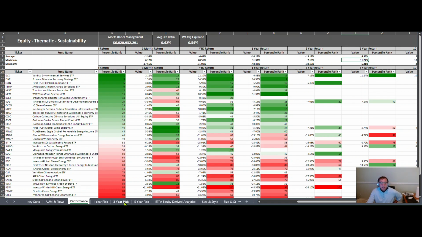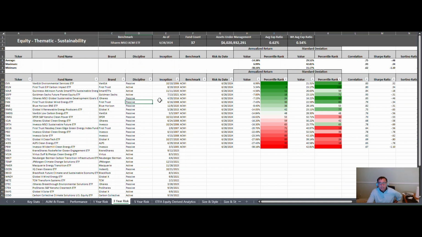I'm going to skip. The risk section is a great section to check out. You'll get all of your risk statistics. One thing I would note in this category is just on the 3 year, you can see your average standard deviation of 29.52. Extremely volatile category, especially over the last few years. So a lot of volatility within that category.